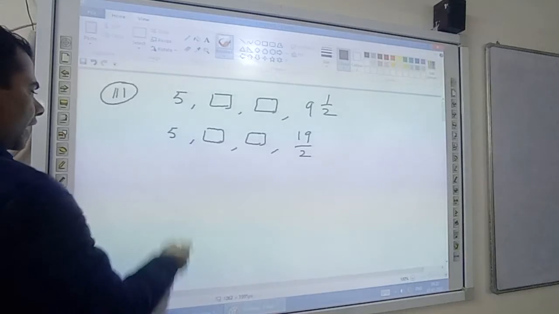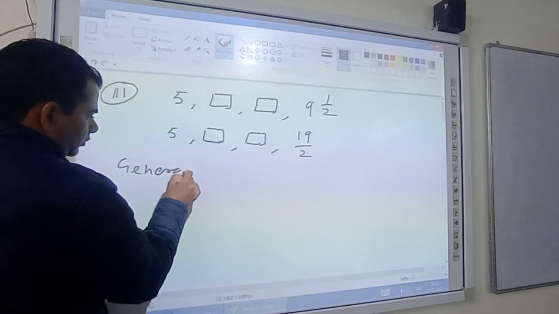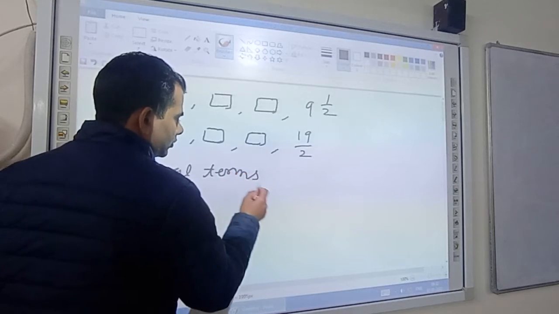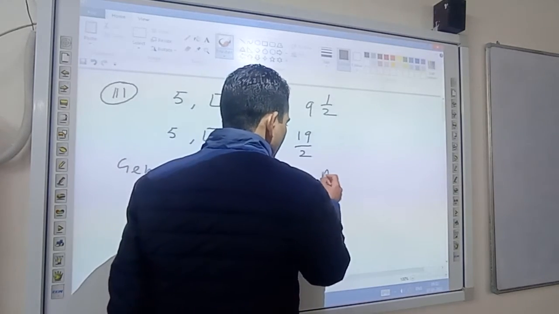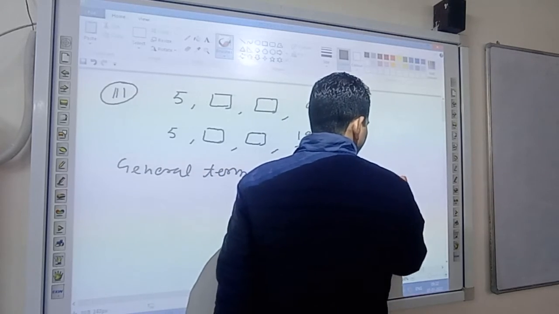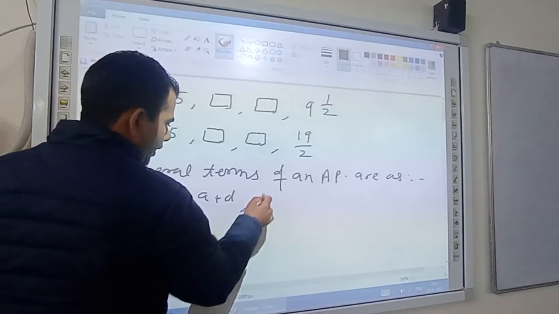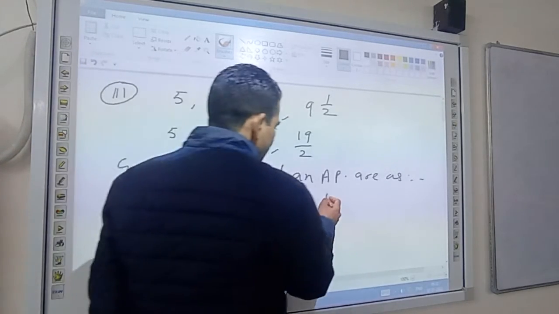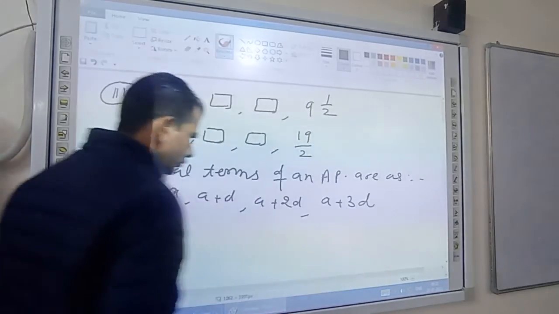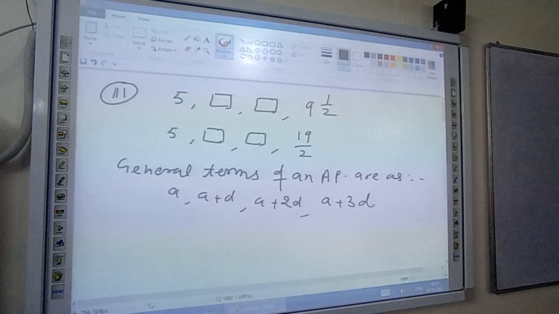General terms of an AP are A, A plus D, A plus 2D, A plus 3D. What is given? A is equal to 5 and A plus 3D is equal to 19 upon 2 is given. Am I right or wrong? Yes, sir. A is 5.